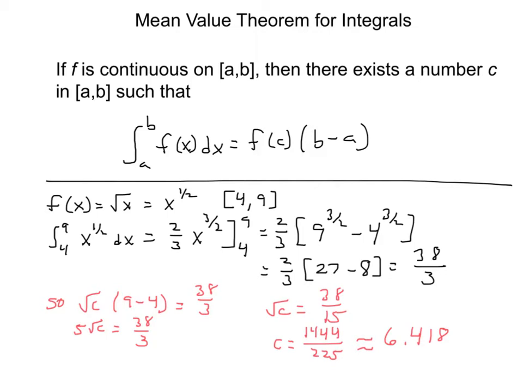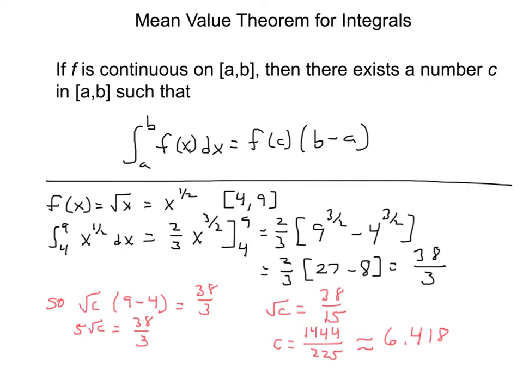So one of the things they're going to ask you to do is find c. So we're going to let f of x, in this case, equal the square root of x, which again is x to the 1/2 power, and we're going to look over the interval from 4 to 9. So now setting up the definite integral, I have the integral from 4 to 9 of x to the 1/2 power dx equals 2/3 times x to the 3/2, going from 4 to 9.